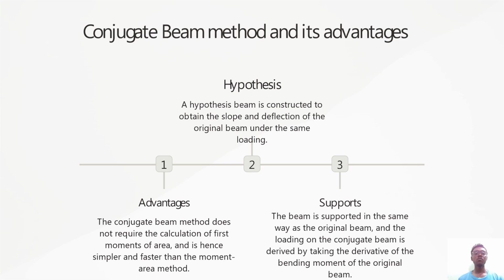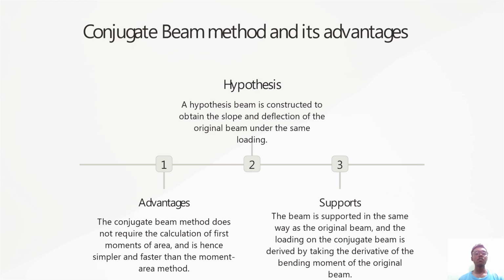And next we move on to the conjugate beam method and its advantages. First, the advantages. The conjugate beam method does not require the calculation of first moments of area and hence is simpler and faster than the moment area method.